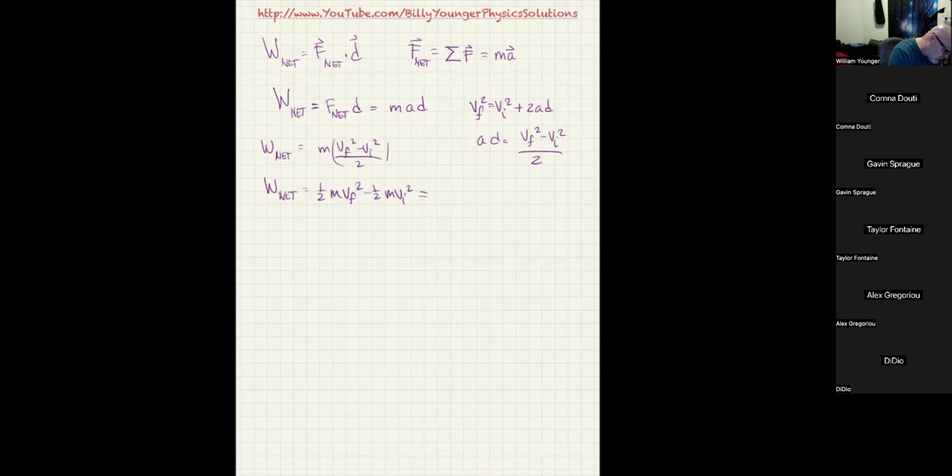which I will call, since it is final minus initial, a delta something, as I've mentioned to you before. Delta always means final minus initial. So I could just call this delta something because I've got final minus initial. And what I'm going to call it is KE for kinetic energy. So it turns out that KE is kinetic energy.